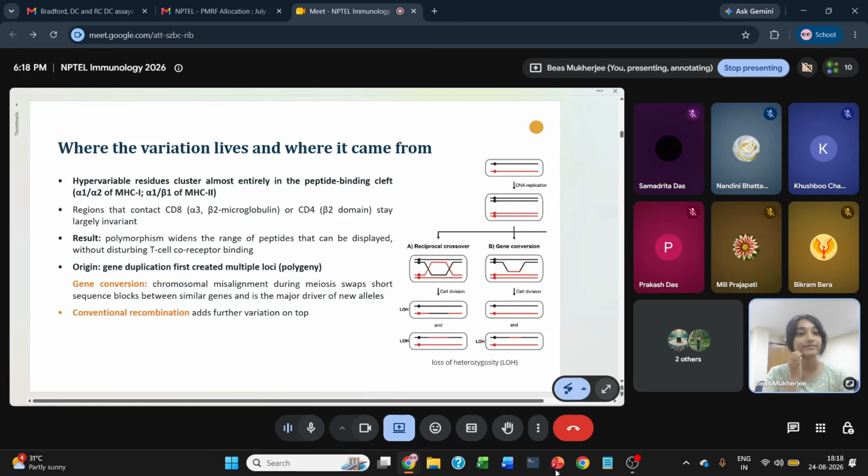Now, where the variation lies and where it comes from. So how is it that they are so diverse? How is it that so many different allelic forms are formed? So now see, this is your MHC molecule where the peptide binding cleft is, and the peptide is coming and fitting into it, right? This region is once again hypervariable.